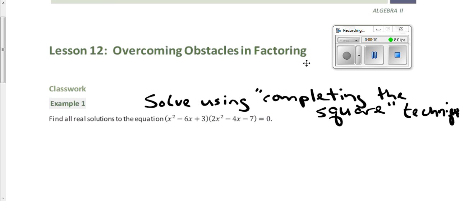I want you guys to start by finding all the real solutions to this equation. Example 1 on your packet. Now, I've given you a hint. We're using the completing the square method to solve this. Who remembers how to complete the square? Does anybody ever remember hearing the phrase, completing the square?